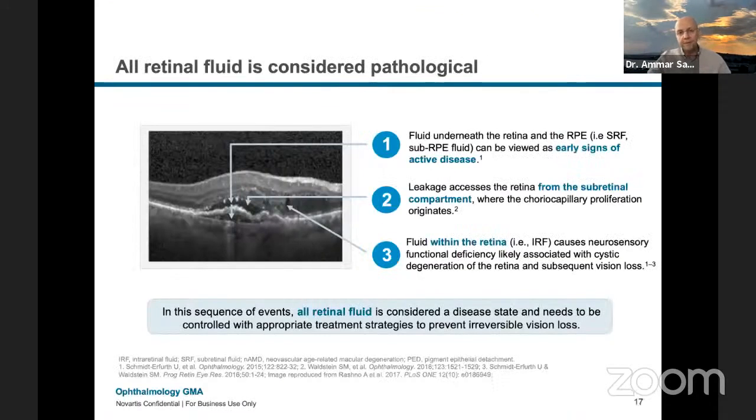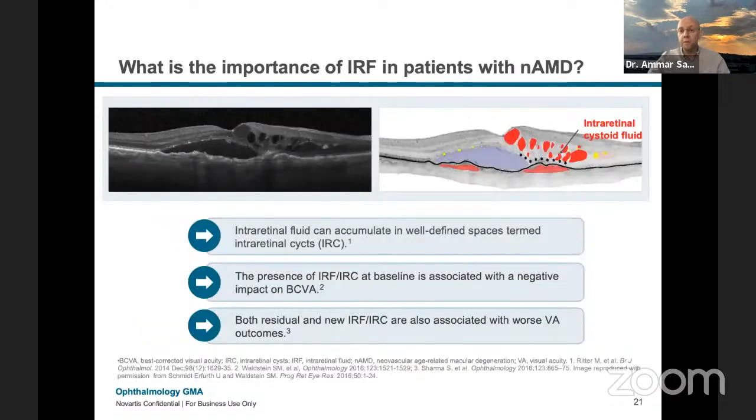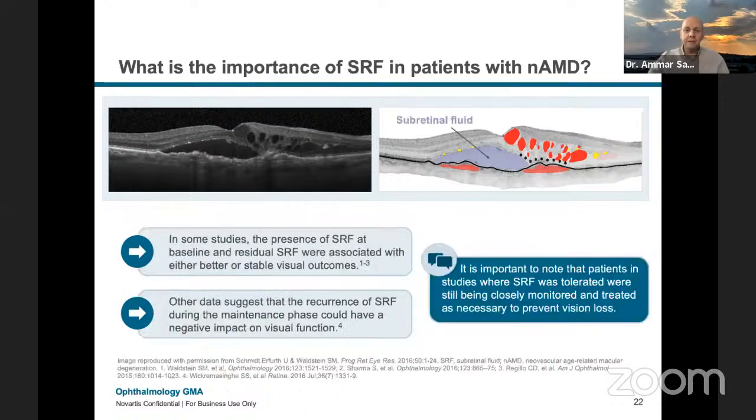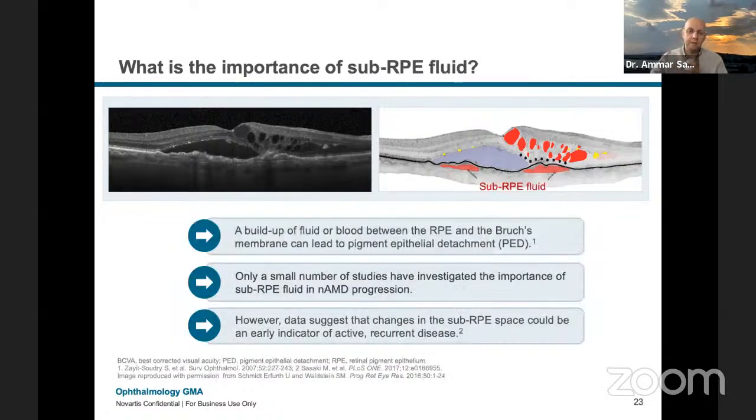So let's talk about the different types of fluid. As we all know, there is intraretinal fluid, and then there is also subretinal fluid and sub-RPE fluid. The worst type is intraretinal fluid, or IRF. Unfortunately, it has a negative impact on best-corrected visual acuity. The subretinal fluid, on the other hand, is less severe as far as vision is concerned. Some studies have actually suggested that the presence of subretinal fluid might be, quote, protective, although we will talk about this in further detail as we move through this talk.